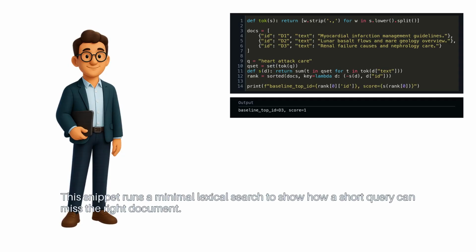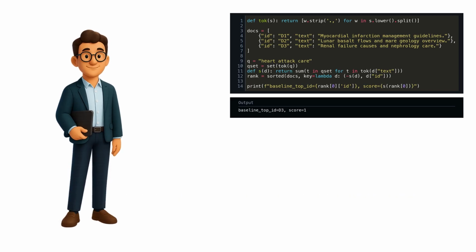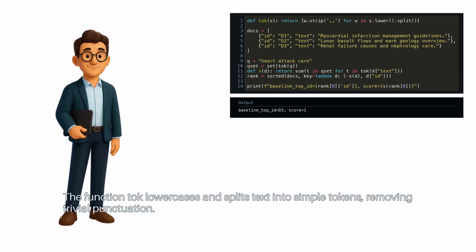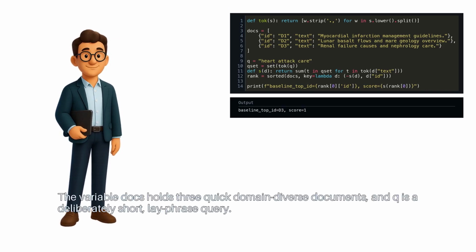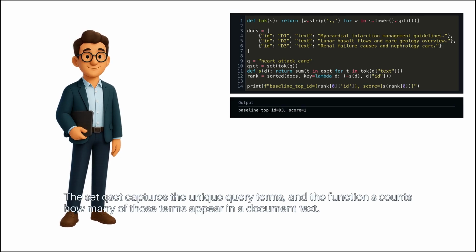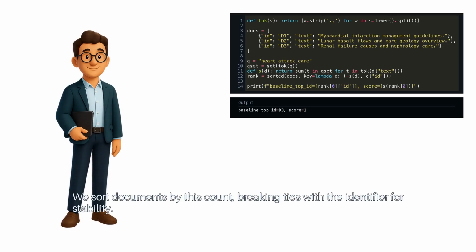This snippet runs a minimal lexical search to show how a short query can miss the right document. The function tok lowercases and splits text into simple tokens, removing trivial punctuation. The variable docs holds 3 quick domain-diverse documents, and Q is a deliberately short lay phrase query. The set QSet captures the unique query terms, and the function S counts how many of those terms appear in a document text. We sort documents by this count, breaking ties with the identifier for stability.